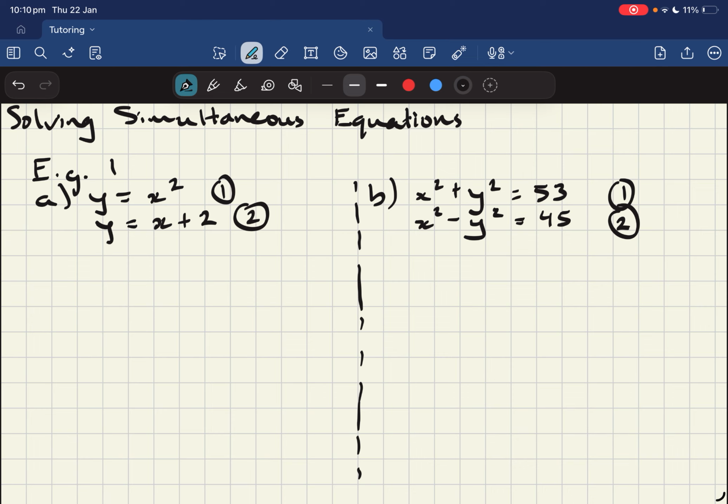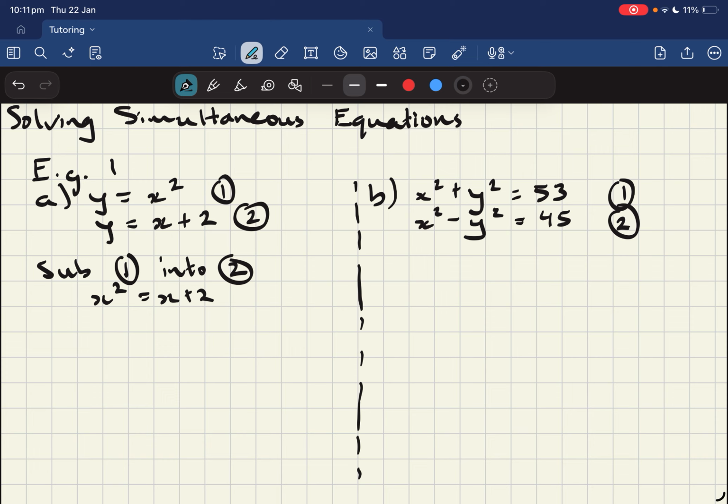So I'm going to do these two, one using substitution, one using elimination. Now, when we substitute, it requires us substituting one part of the equation in for the other. Now here, I can substitute equation 1 into equation 2 because both of these y's are the same. So we can make this substitution to put x squared in place of the y in equation 2. So I'm going to sub equation 1 into equation 2. So I get x squared equals x plus 2.